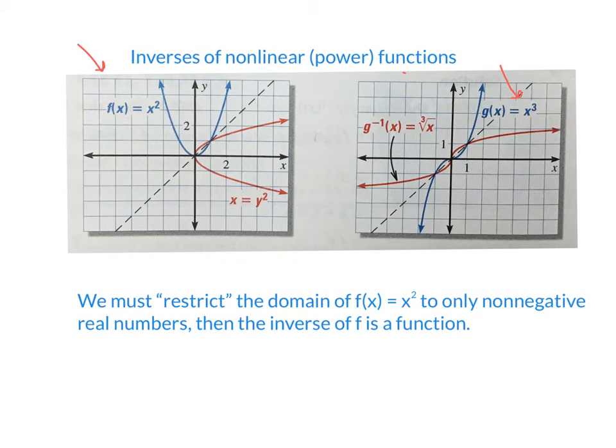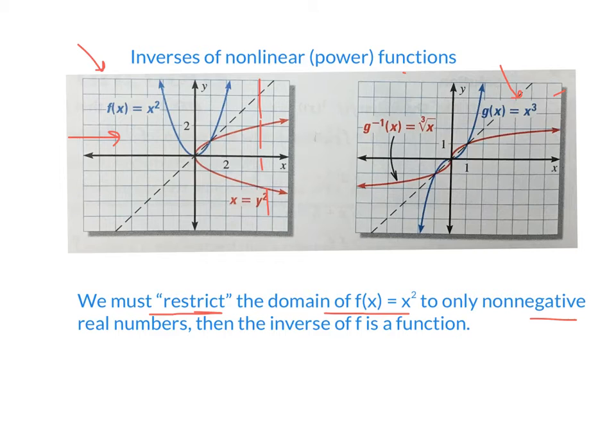If you look at the inverse, I went ahead and graphed it: the blue is the original function, the red is the inverse. Obviously, the red one does not pass the vertical line test, which means it is not a function. That's not a function because it fails that test. Whereas the odd one over here, they're both functions, so we're good to go. So what we have to do when we do an even one is something called restricting the domain.